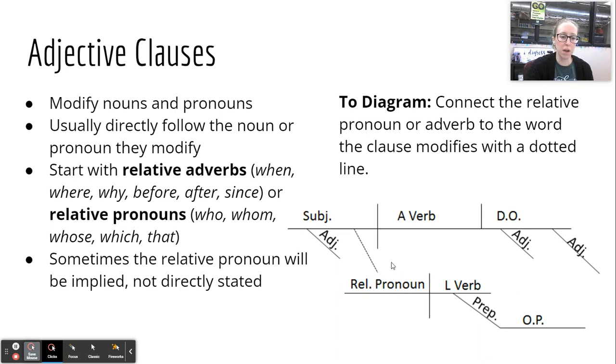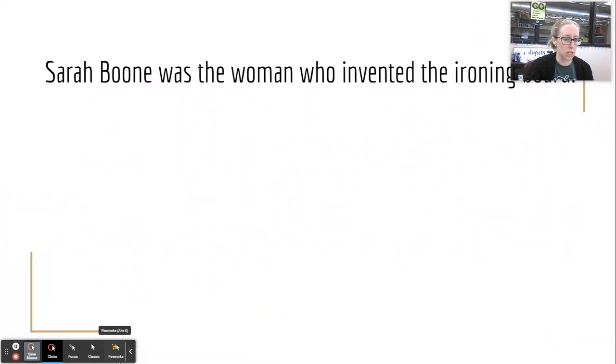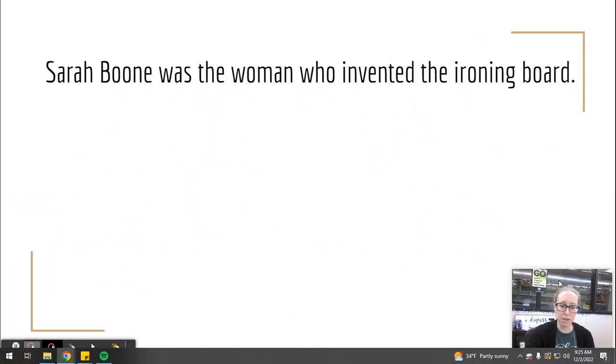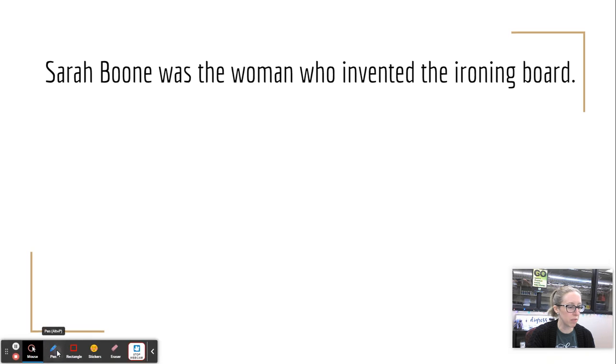So whatever word it's modifying, just put that little dotted line in between. So we are going to do a little practice here. And again, I'm going to have to move myself. Sorry, we're just playing a moving game. It's a lot of fun. Everybody loves it. All right, so again, we just want to determine where our clauses are in this sentence so that we know where we should be diagramming. So Sarah Boone was the woman who invented the ironing board.